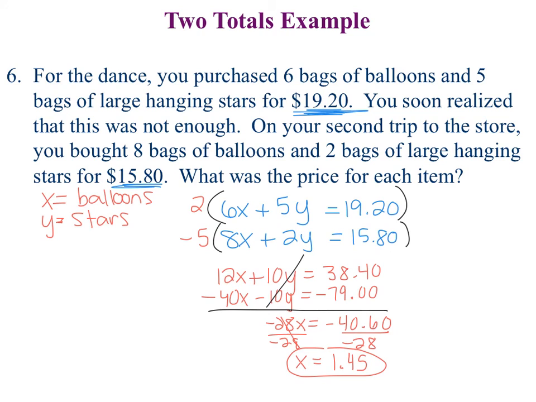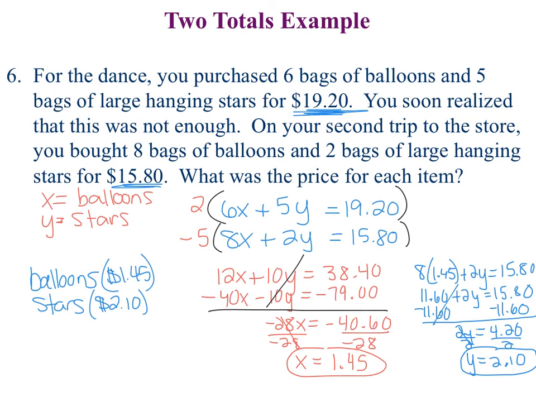I think it looks easier to plug it into the bottom since it's smaller numbers, so that's what I'm going to do. So when we substitute x back into either of those equations, we should end up with y equals $2.10. So final solution, and what you would want to do is definitely check that in both of these to make sure that those totals match and that we know for sure those are your prices.